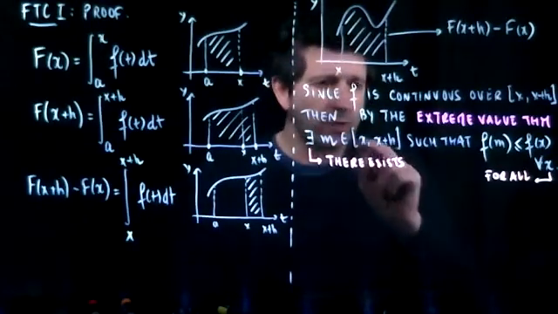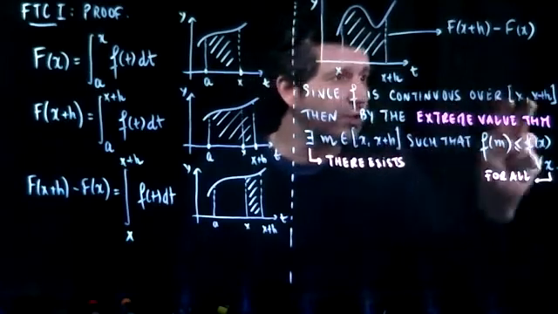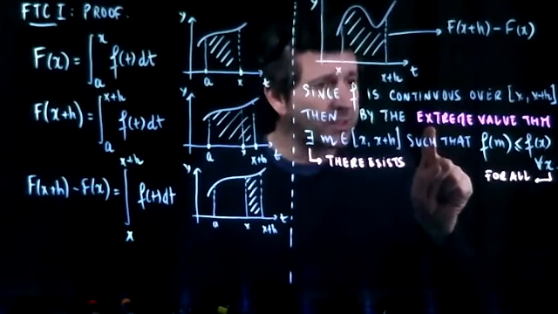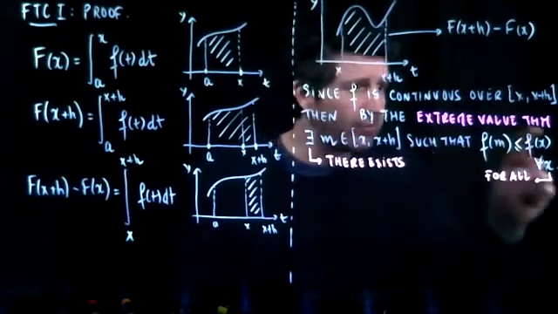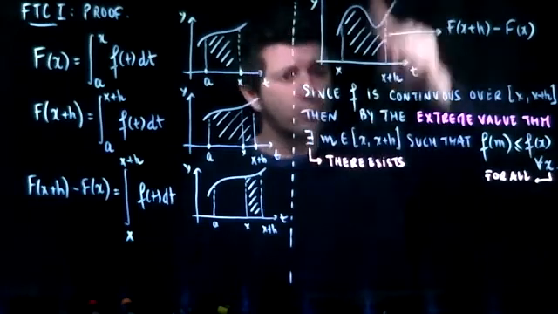But what I'm just saying is that since f is a continuous function over a closed interval, then we had a theorem in calculus 1, the extreme value theorem, that tells us the function will reach its maximum and will reach its minimum.